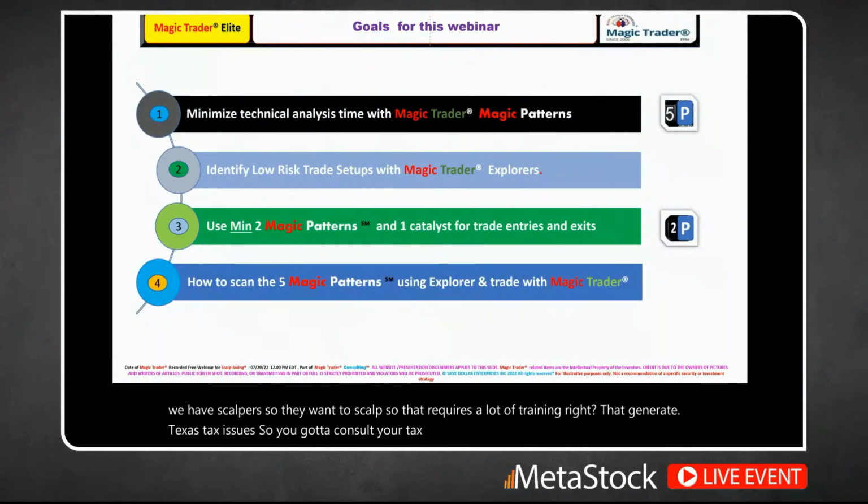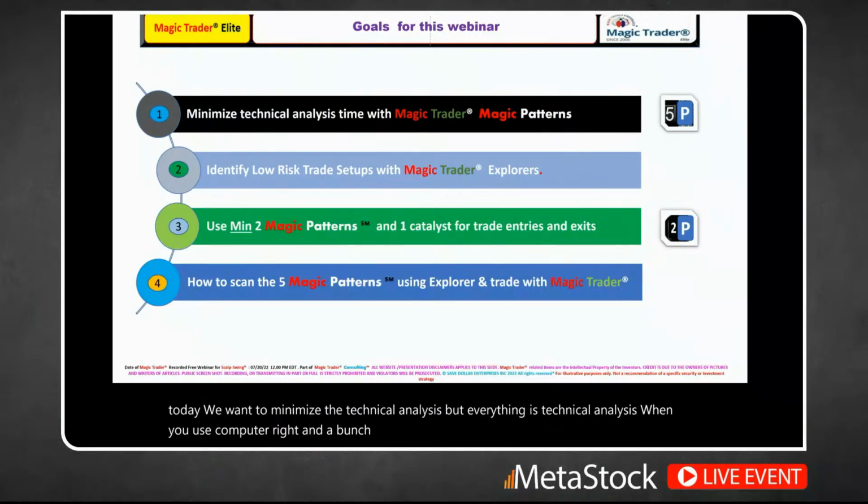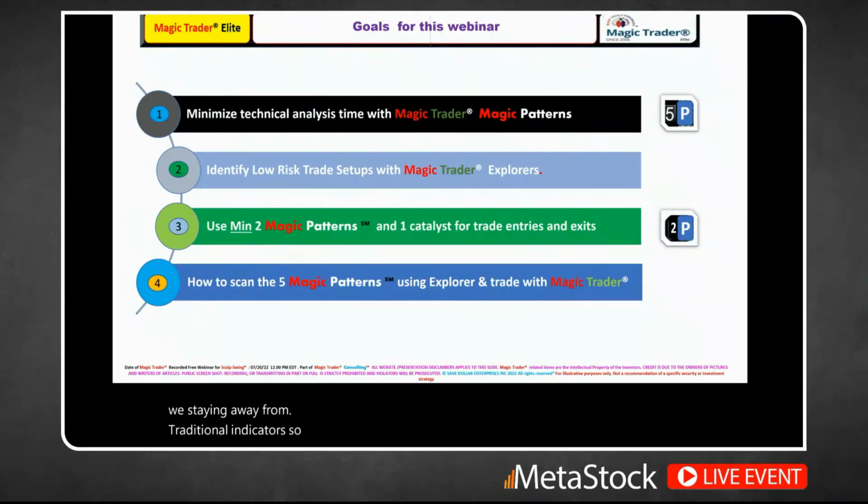So let's get started. What is the goal for today? We want to minimize the technical analysis. Everything is technical analysis when you use a computer, right? And a bunch of indicators or whatever it is. So what we did, we stayed away from traditional indicators. We started from scratch and created our own. This way I don't have to argue with anybody.